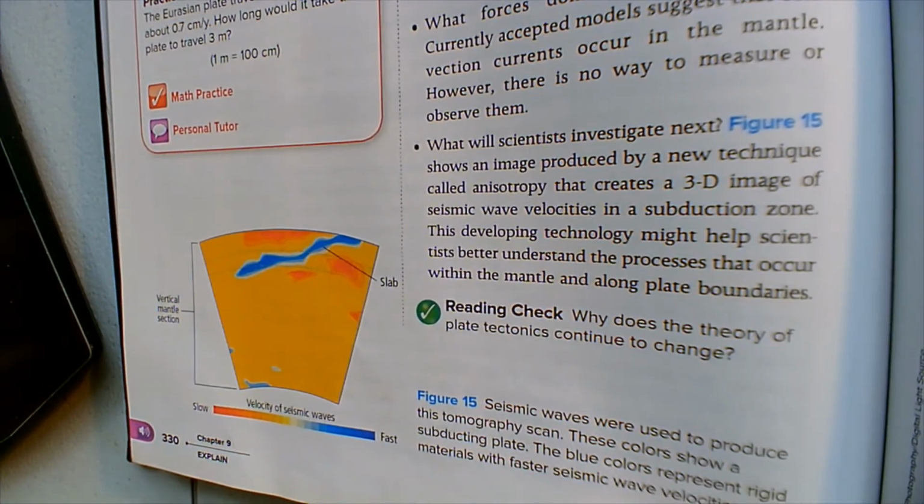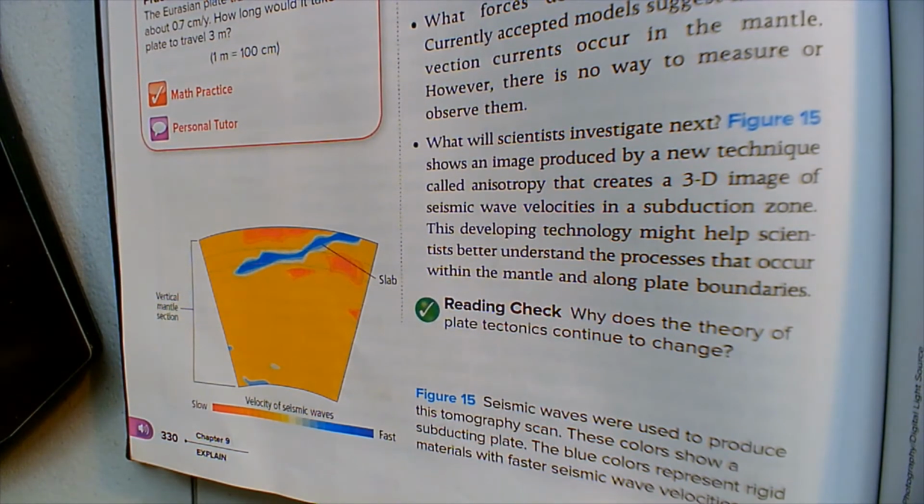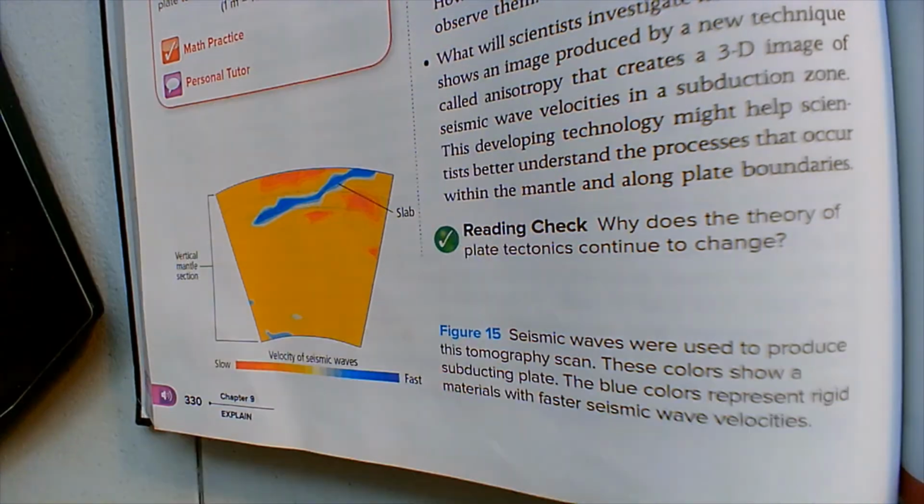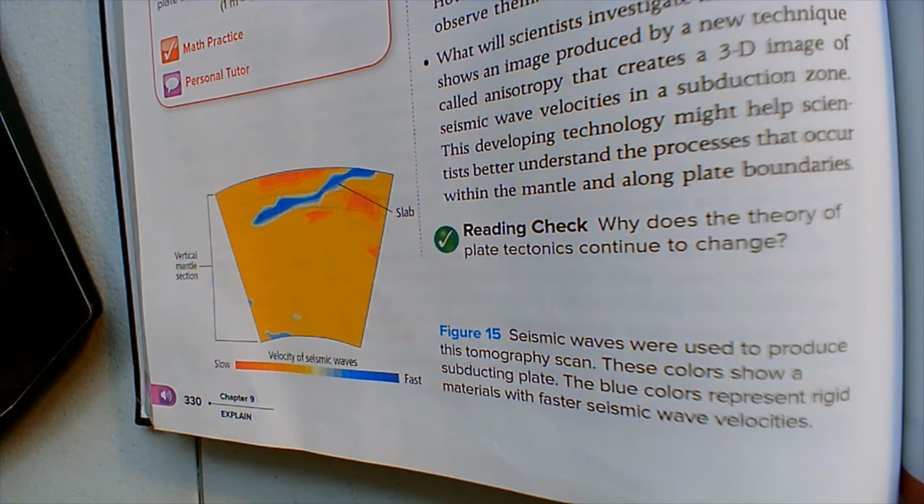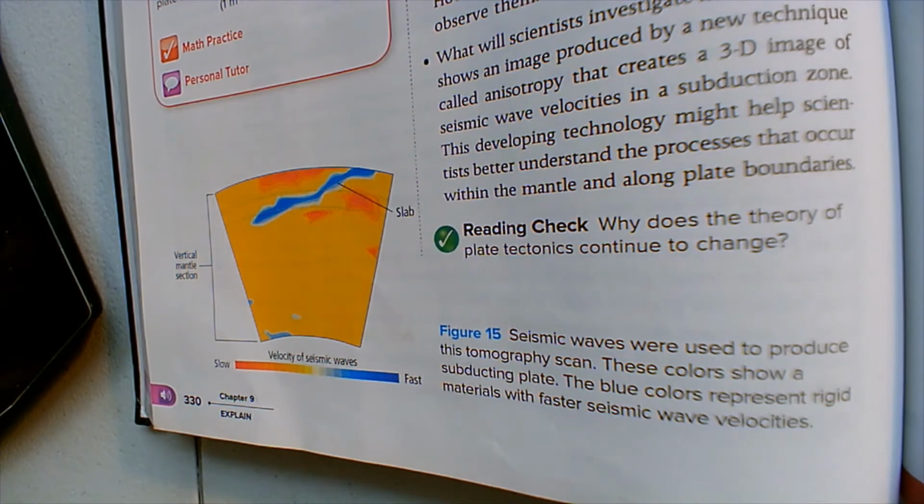Reading check. Why does the theory of plate tectonics continue to change? The theory of plate tectonics is modified as new data are obtained, often through new technologies that help scientists better understand the dynamics of plates and plate boundaries.